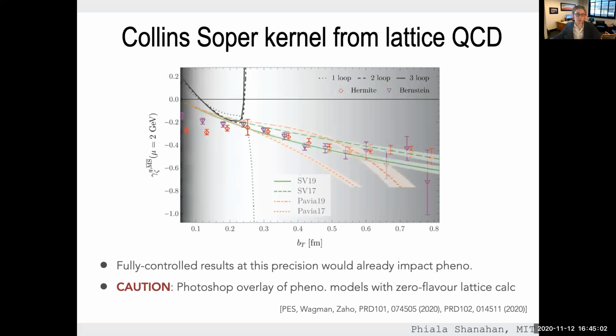And if you do a comparison between these results and phenomenological models, of course this deserves a significant word of caution. This is just a Photoshop overlay of phenomenological models, which are of course not quenched, so not zero flavor, with the zero flavor lattice calculations. What you can see is that systematically controlled results at this precision would already impact phenomenology. So this is preliminary work with, again, lots of promise in this area.